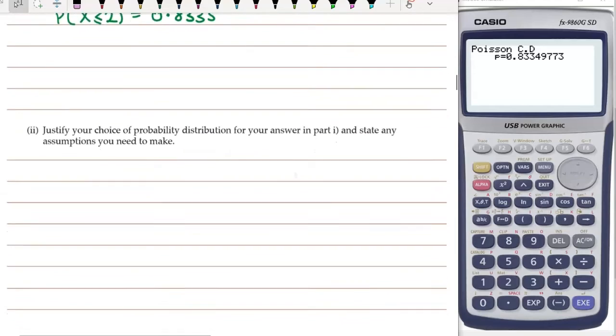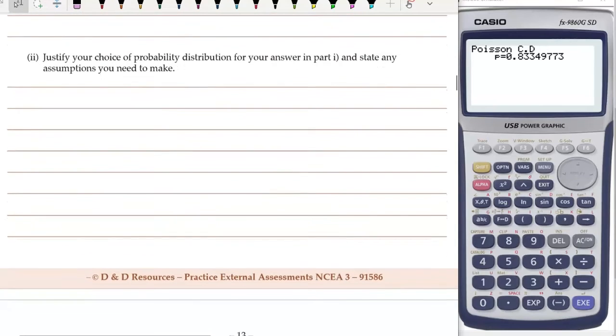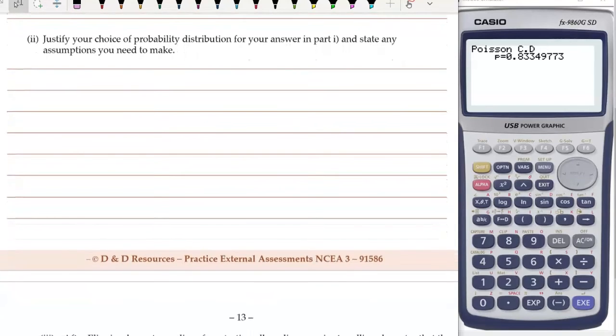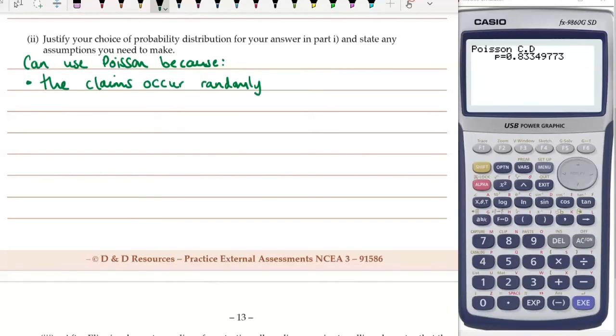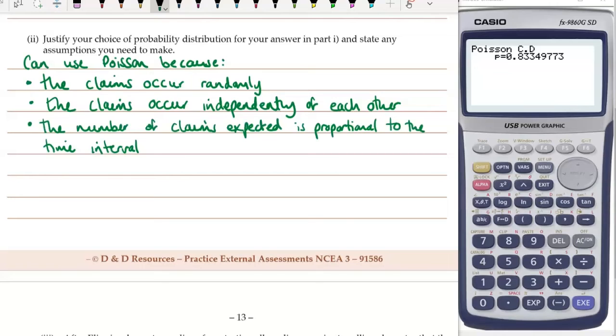Next, we need to justify our choice of using Poisson. So that's the acronym RIPS. R for random. All right, let's put that in a sentence. The claims occur randomly. I is for independent. P is for proportional. And S is for singly or not simultaneously.